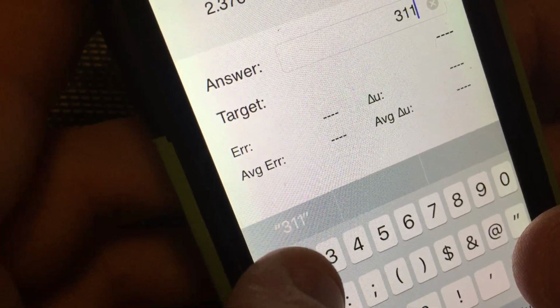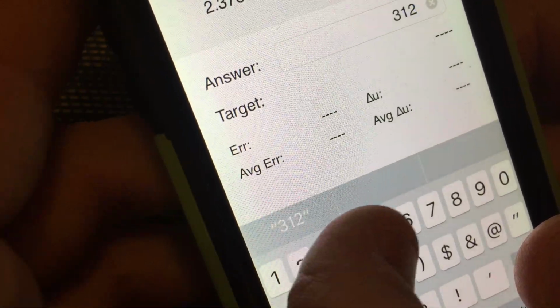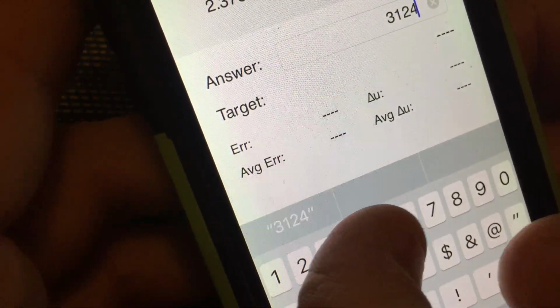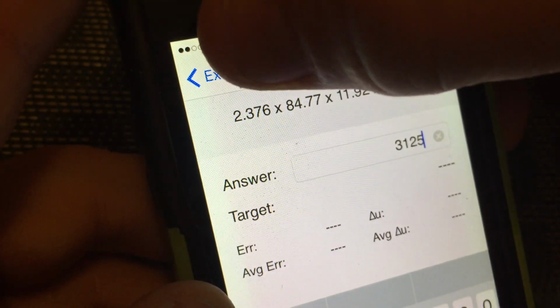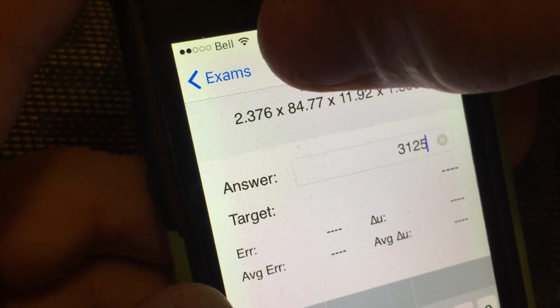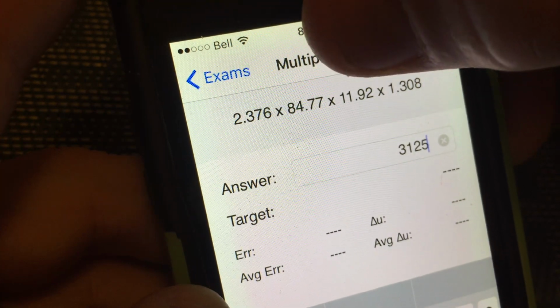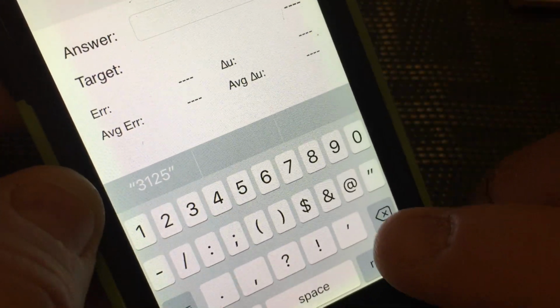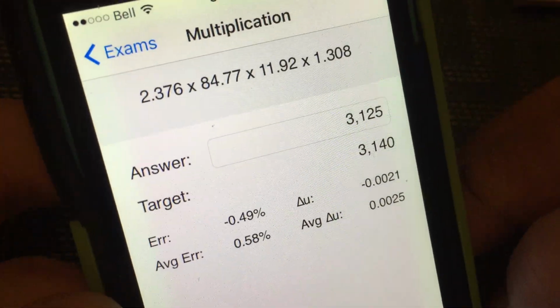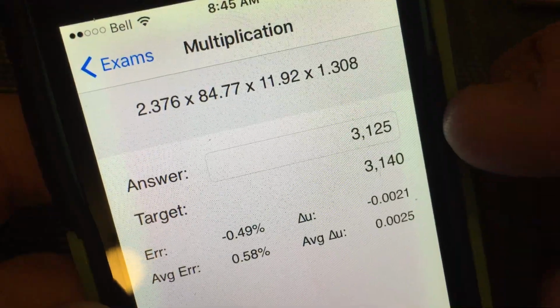3, 1, 2, 2, 5. Okay, so let's just figure this out again. Remember, 2 times about 100 is 200, right? Times 10, 2,000, times about 1 is about 3,000. Okay, let's see, return. So the answer was 3,140, and we got 3,125.